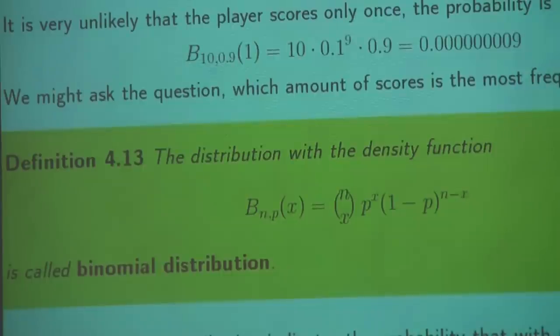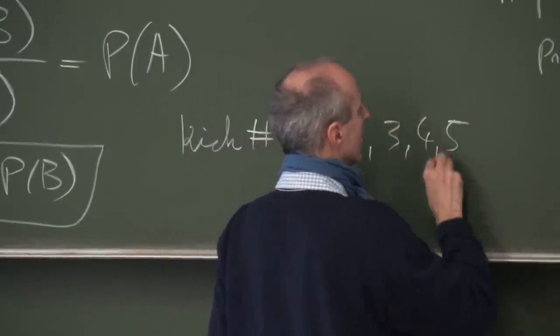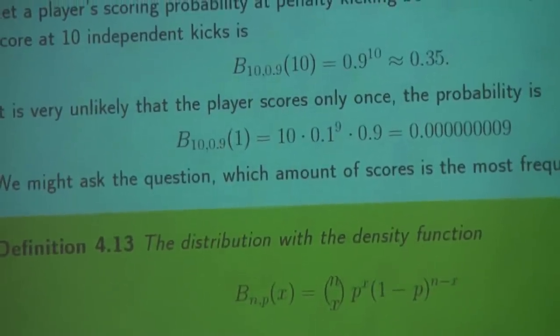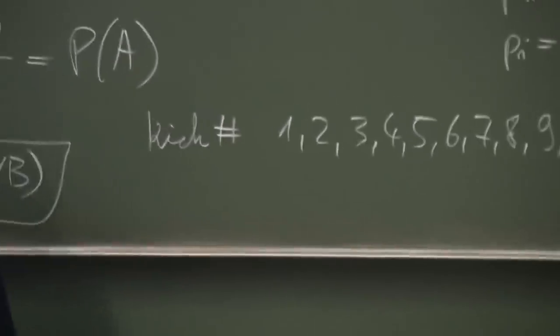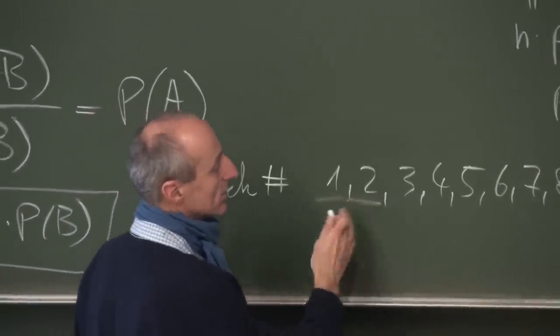And what is a binomial coefficient N over X? This gives us the number of subsets with X elements out of a set with N elements. So let's talk about the kicking again. We have kick number 1, 2, 3, 4, 5, 6, 7, 8, 9, 10. And now here in our example, we asked ourselves how many chances there are to miss all kicks but one. There is this chance, or this chance, and so on. So we have 10 chances.